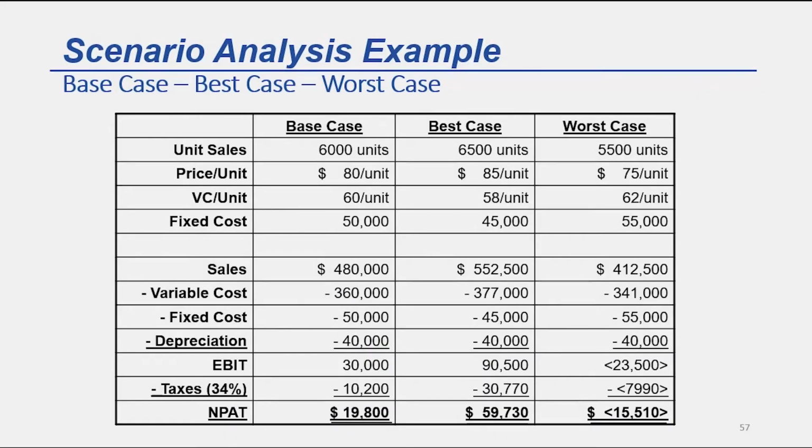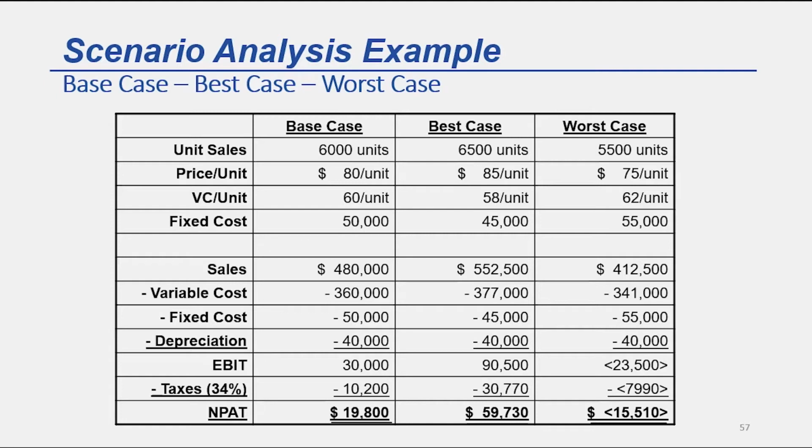Here are some examples to demonstrate scenario analysis. I know I'm doing scenario analysis here because I see the words base case, best case, and worst case. We're just going to do one. How do I get that P&L, that income statement, built at the bottom of the base case example? It's very, very simple. You take the givens up top and then build your P&L. So my sales, 480,000, comes from taking 6,000 units at $80 a unit. Those are my projected sales.